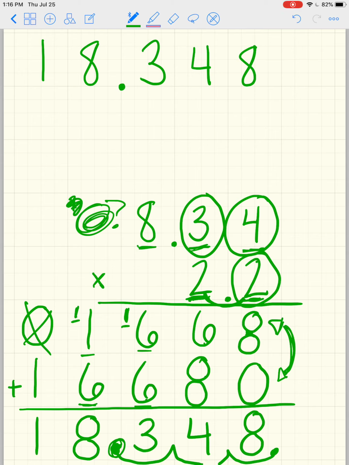Our problem was 8.34 times 2.2, and that gives us 18.348.